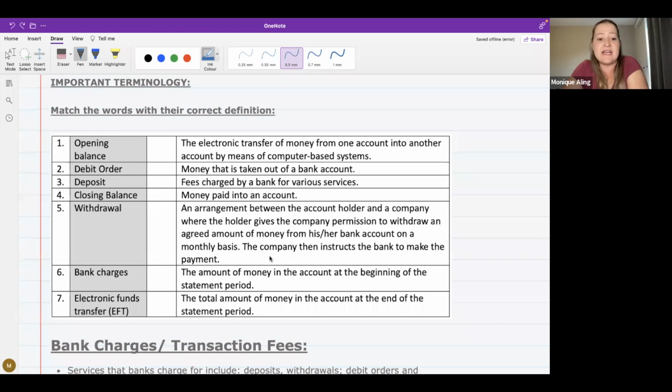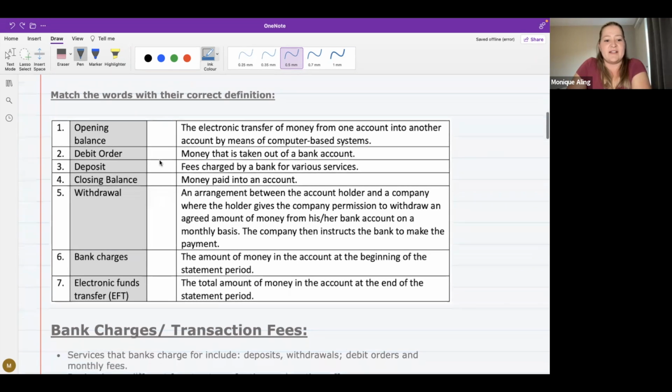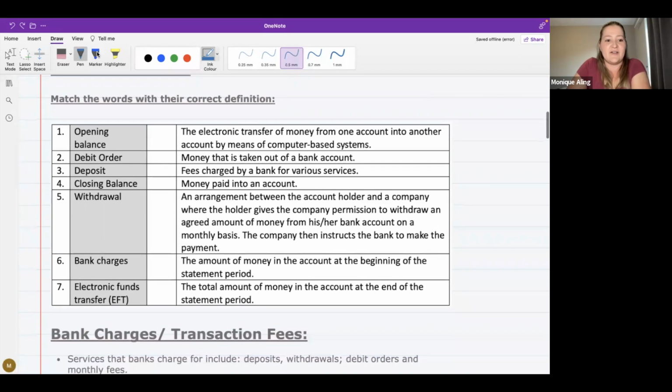and try and match as many words with the definitions. I'll just need you to include letters. So if opening balance, for example, is, let's look for opening balance's definition. I would say that this is the definition.